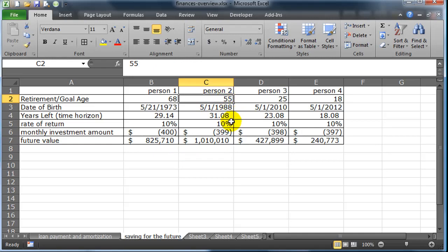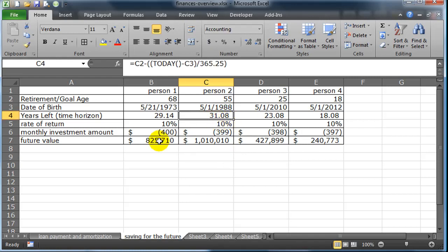But they've got some good things going for them. Particularly, they're younger, okay? So the younger you are, the easier it is to save. Or, I don't know, easier it is, but the less you have to save to get to the same goal. So they have just an extra couple years. Look at that. Just an extra couple years.